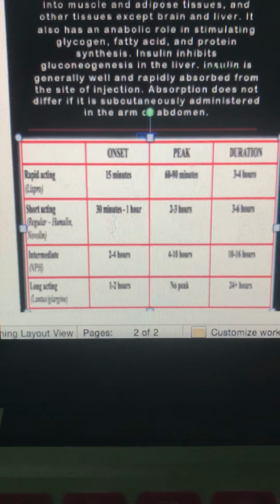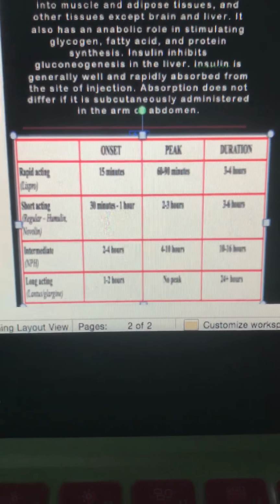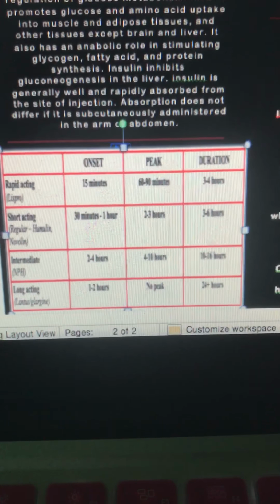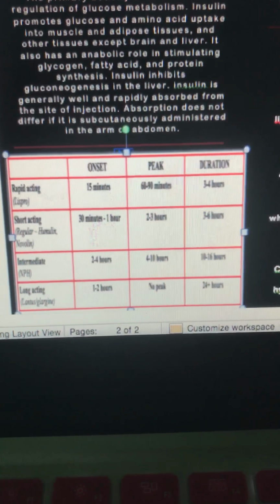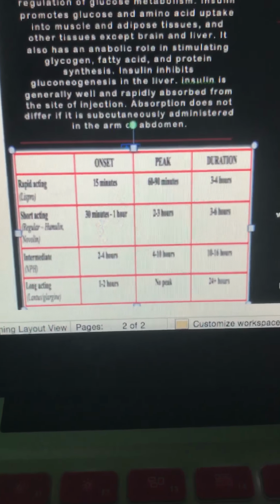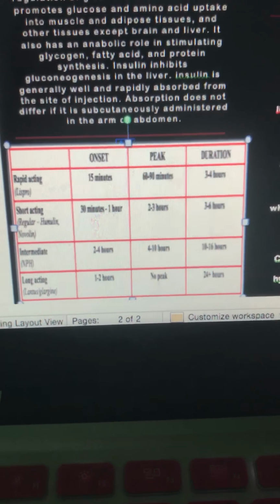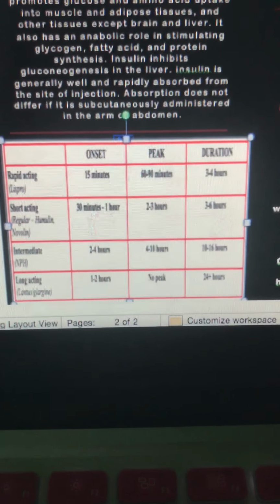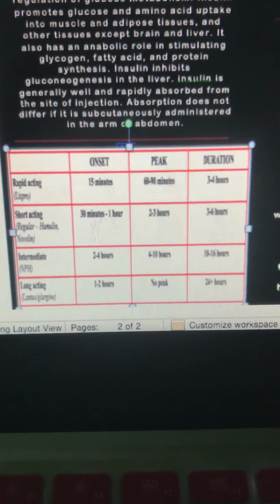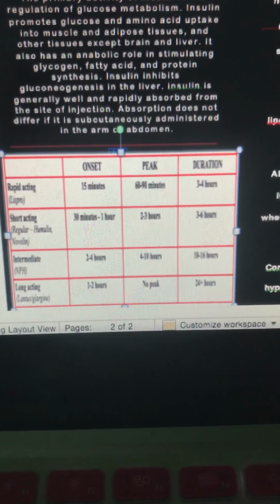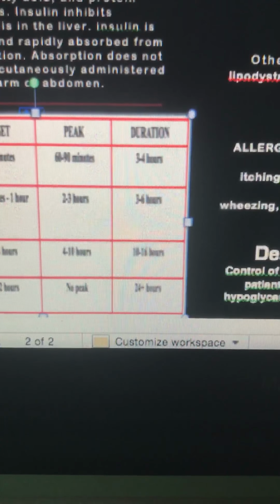The different types of insulin that I would teach my patient would be the rapid acting, which is Lispro. The onset of it is 15 minutes. The peak is 60 to 90 minutes, and it lasts for 3 to 4 hours in their system. Short-acting insulin, such as regular Humulin or Novolin, which is the most popular insulin used, has an onset of 30 minutes to an hour. It's usually taken before meals. The peak is 2 to 3 hours, and the duration is 3 to 6 hours.